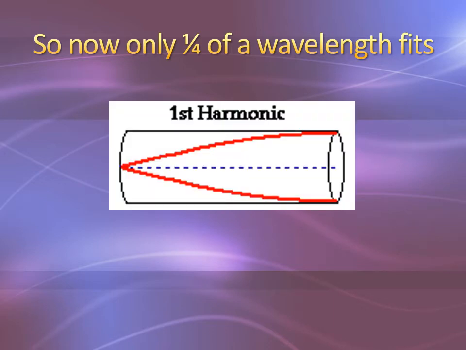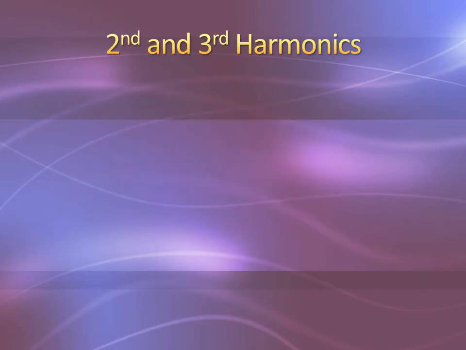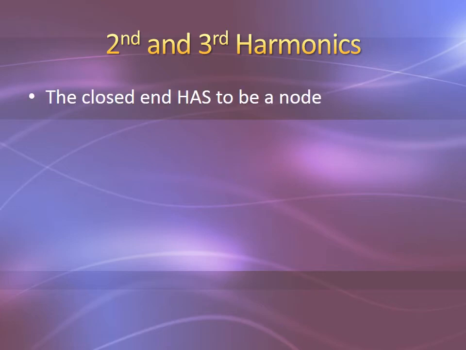Again, remember that the open end of the tube has to be an antinode. Okay, so to get to the second and third harmonics, let's think about this. If the open end has to be an antinode, a closed end is a node, and that's always going to be the case. So if the closed end has to be a node, let's see, let's figure this out.